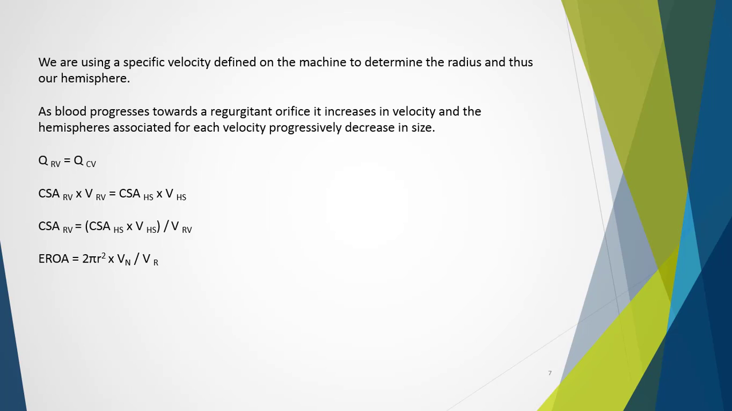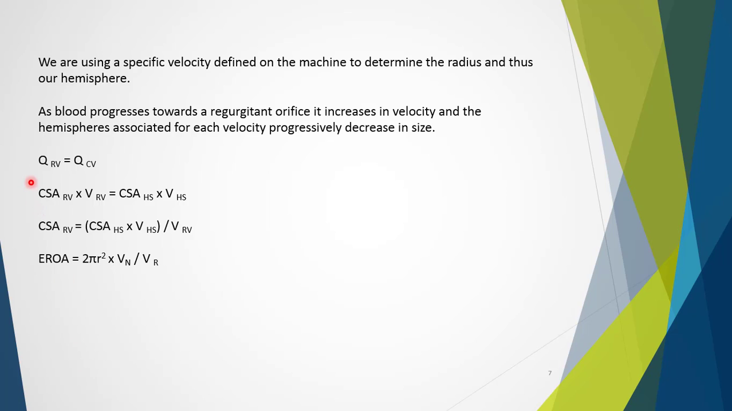The velocity at this point is neither accelerating or decelerating. It is uniform or unchanged, thus the term isovelocity in the name. However, blood is accelerating as it moves closer towards the orifice. Therefore, a high velocity equates to a smaller radius. As blood progresses towards the regurgitant orifice, it increases in velocity and the hemispheres associated with each velocity progressively decrease in size. The specific velocity of any specified hemisphere is uniform.